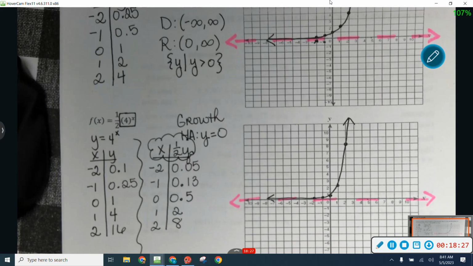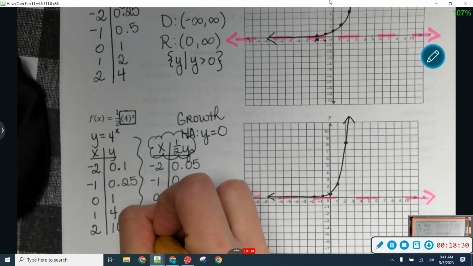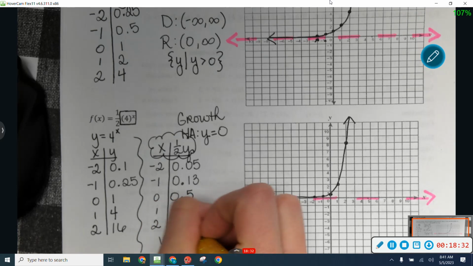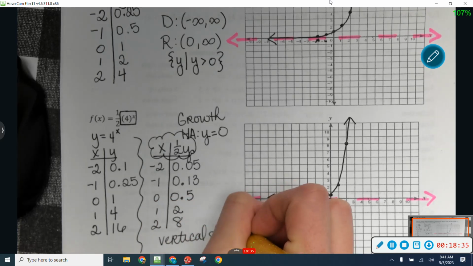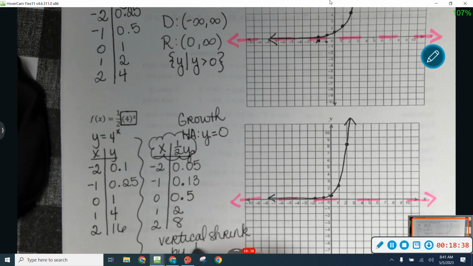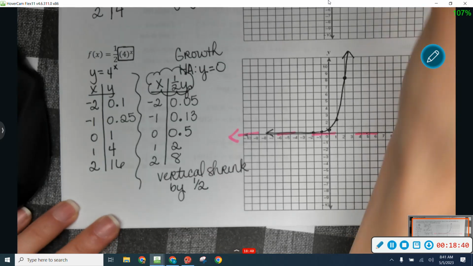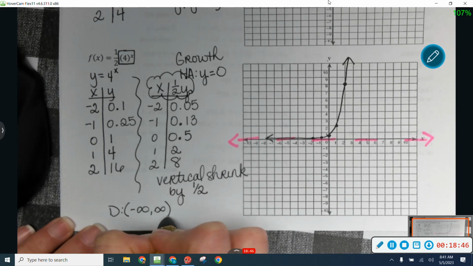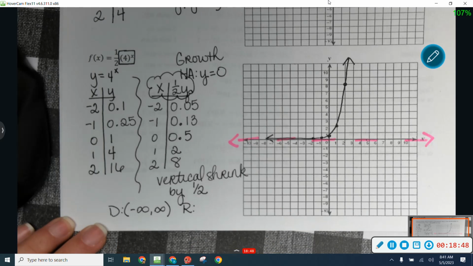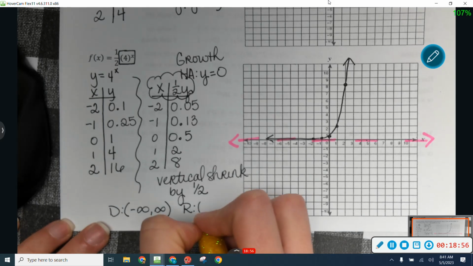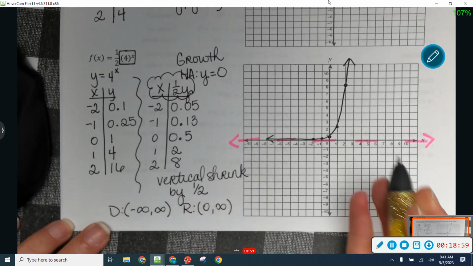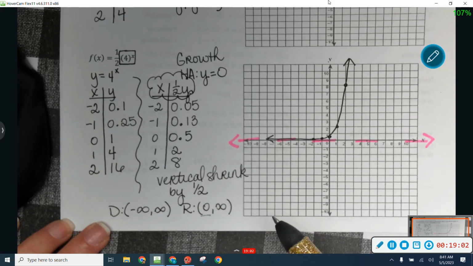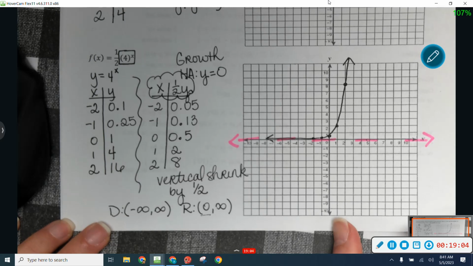Okay, so then our transformations here, the only transformation I have is a vertical shrink because of the 1/2. So a vertical shrink by a factor of 1/2. My domain stays negative infinity to positive infinity. And my range is going to be what? 0 to positive infinity. So whatever your horizontal asymptote is the number that goes in your range. Okay?